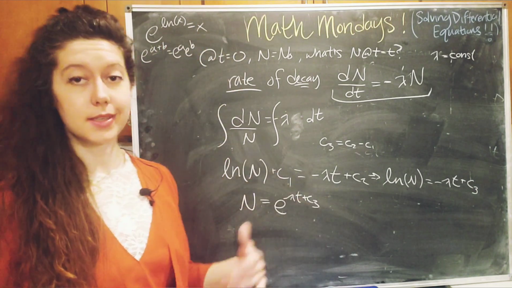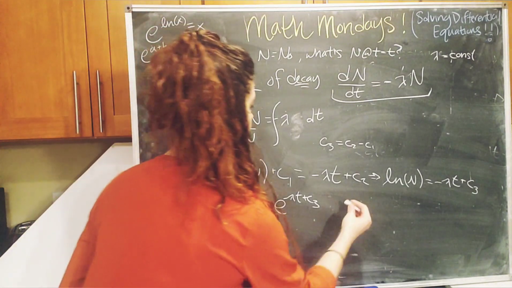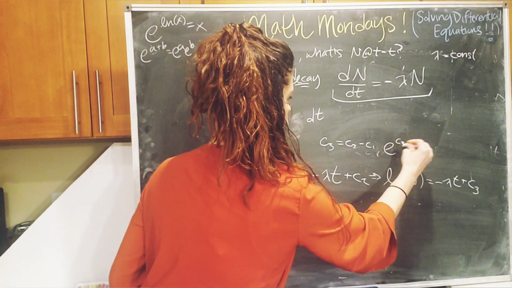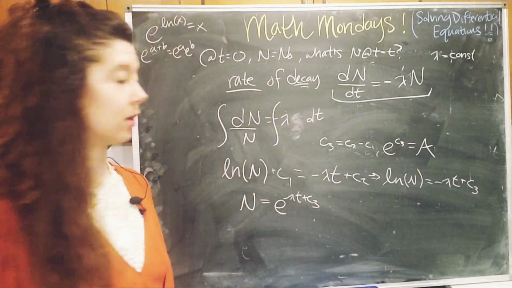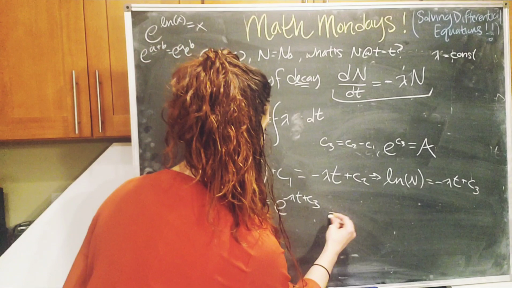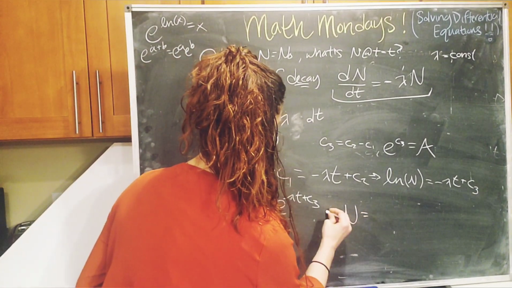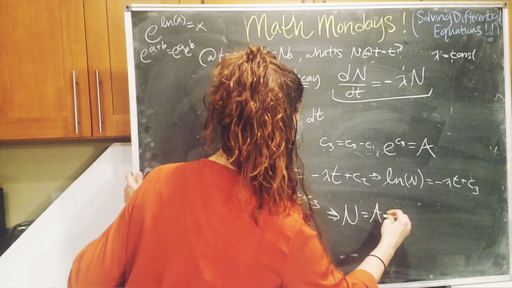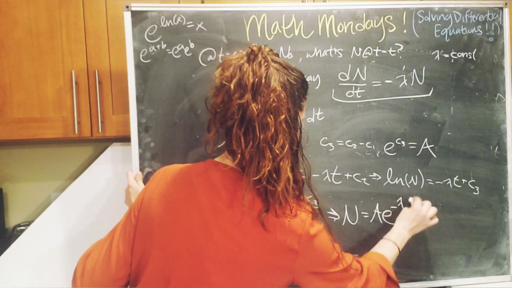And if you'll notice, since c3 is just a constant, I can write e to the c3 as just another constant, which I'm going to label capital A because I can. You can pick a different letter if you want. Okay, so now we have n equals A times e to the negative lambda t.